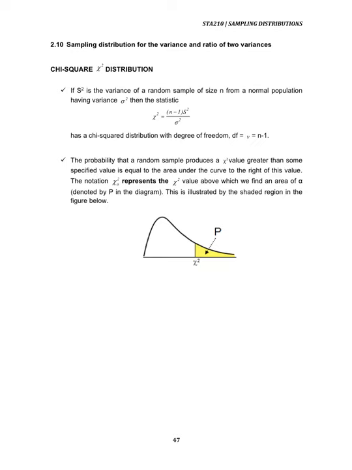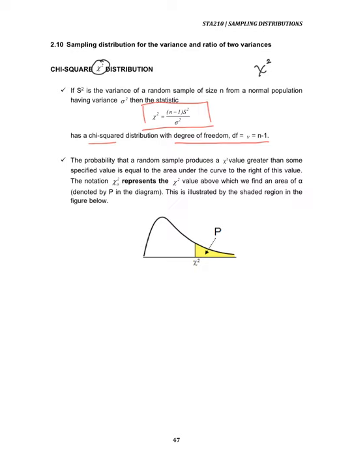First, we call it the chi-square distribution. Okay, so the notation is this one, chi-square. If s squared is the variance of a random sample of size n from a normal population having variance sigma squared, then the statistic is given by chi-square equals n minus 1 s squared over sigma squared. This follows a chi-square distribution with degrees of freedom equal to V, where V is n minus 1, number of samples minus 1.